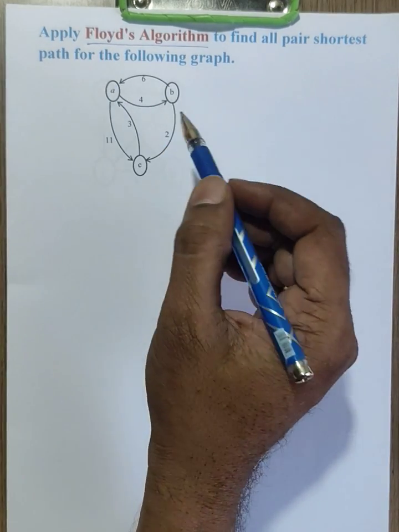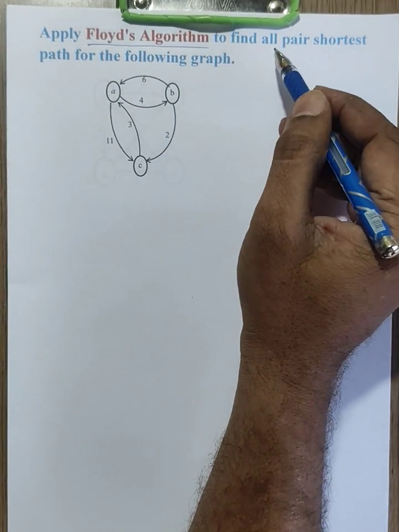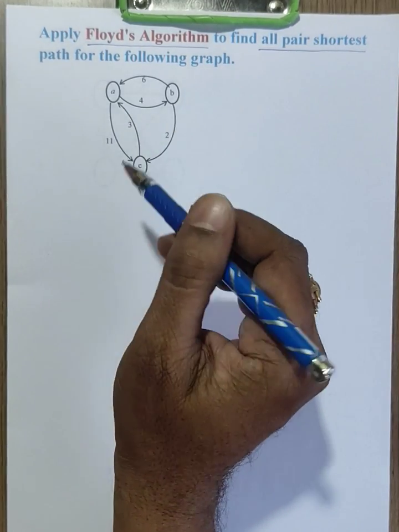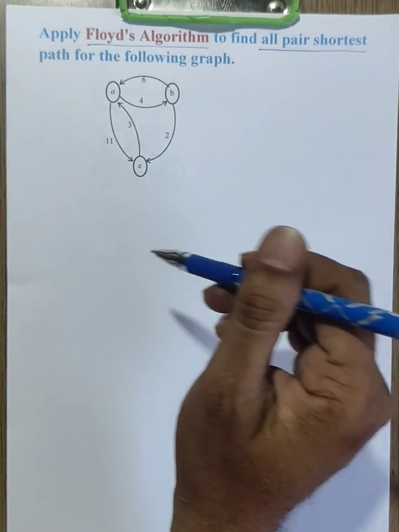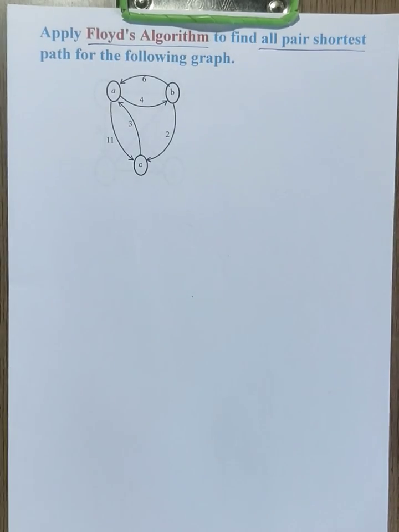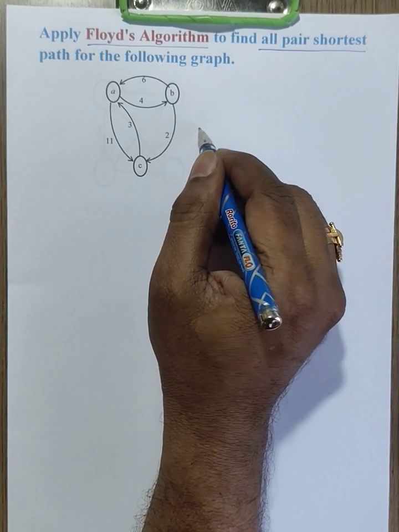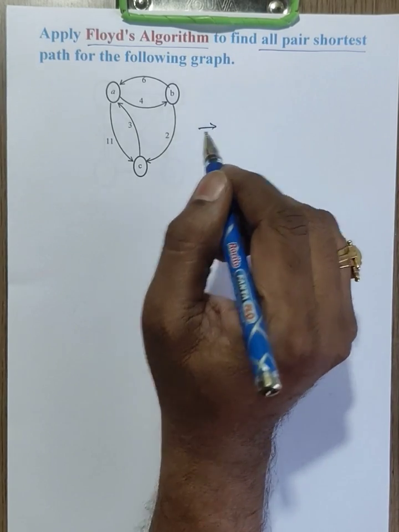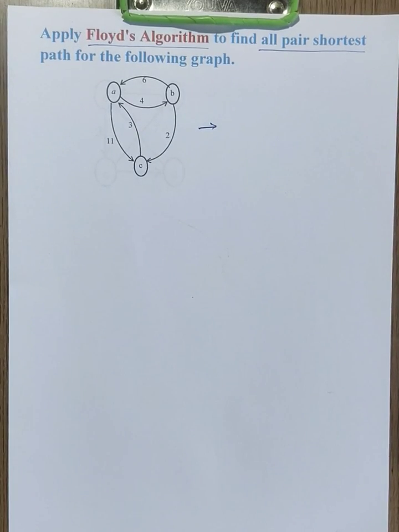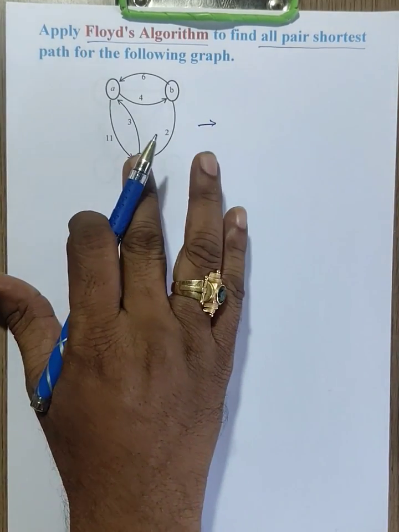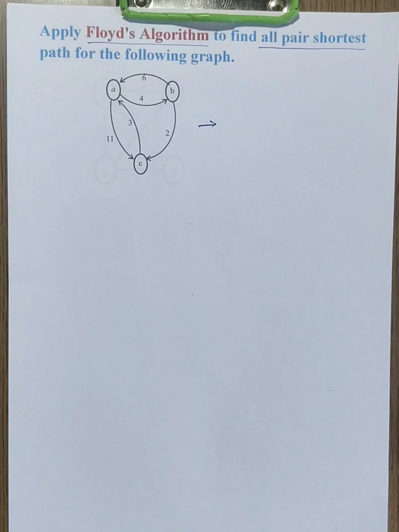In Floyd's algorithm, we have to find all pair shortest path. All pair shortest path means from A to B, A to C, and B to A, B to C, C to A, C to B. We have to find shortest path to visit all vertices. First initial step, we have to convert this graph into adjacency matrix. If graph is given, then convert into adjacency matrix, or if matrix is given, then convert into graph.